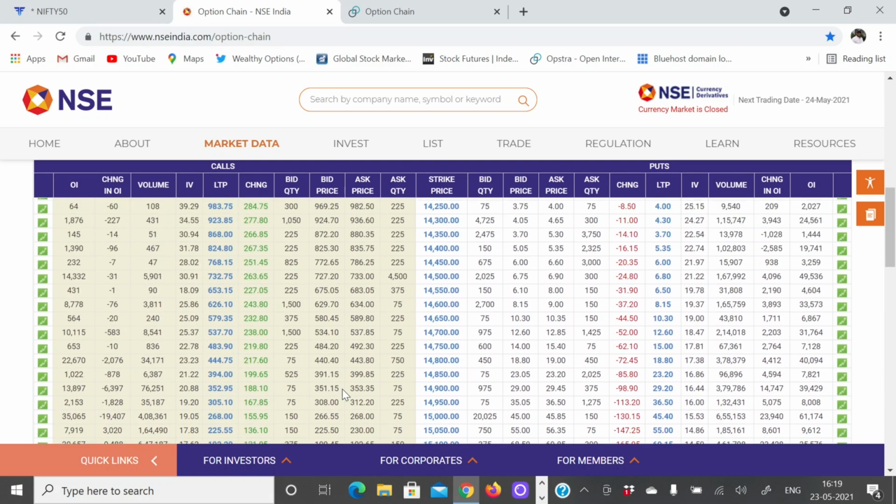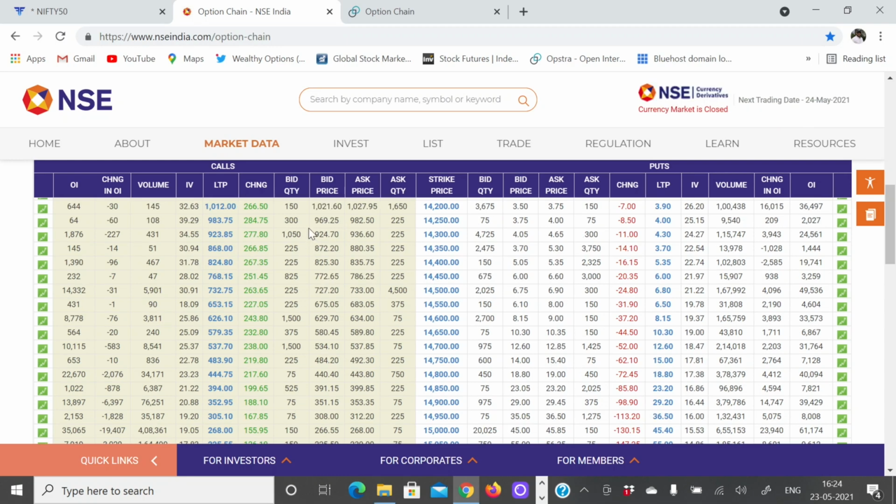Now let's look at the in the money options. If you are going to select an options contract like this particular one, 14,300, the bid price is 924 and the offer price is 936. Almost a difference of 12 rupees. So it is really useful to understand which strikes are trading with good liquidity and which strikes are not trading with good liquidity.